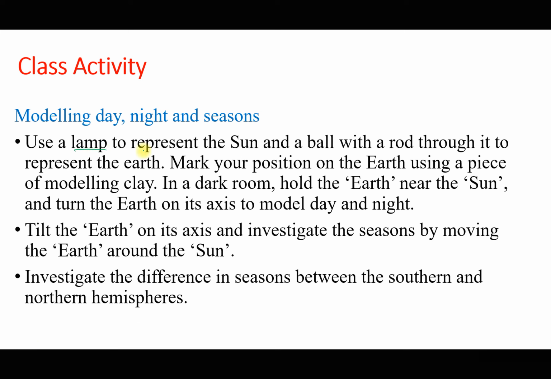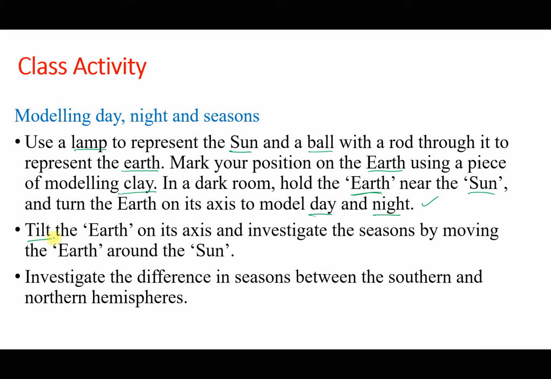Use a lamp to represent the sun and a ball with a rod through it to represent the earth. Mark your position on the earth using a piece of modeling clay. You can just use a marker. Then in a darker room, hold the earth near the sun. When I put quotes, it means it's just a model. Turn the earth on its axis to model day and night, which is very easy. You just rotate the ball so that one end of the ball will be facing the lamp, which will be day, and the other end will be in the dark part, which is going to be night.